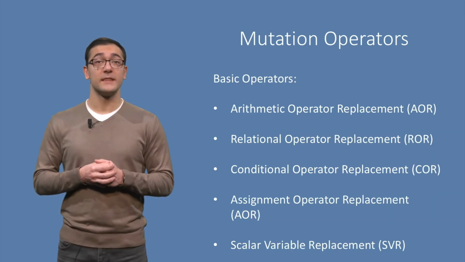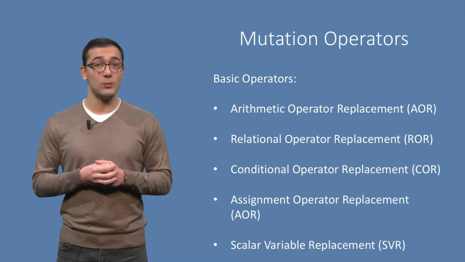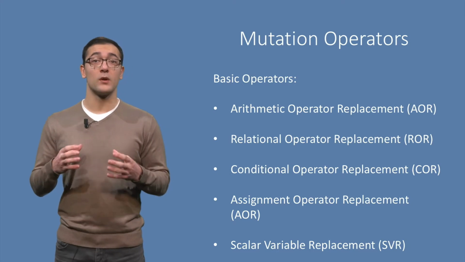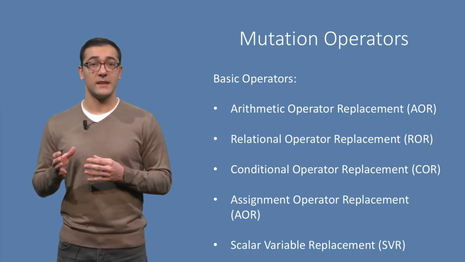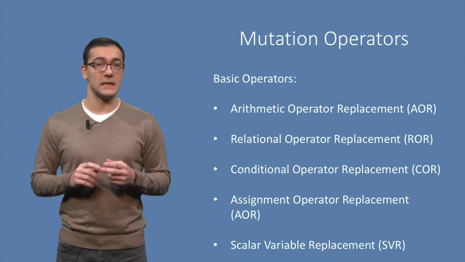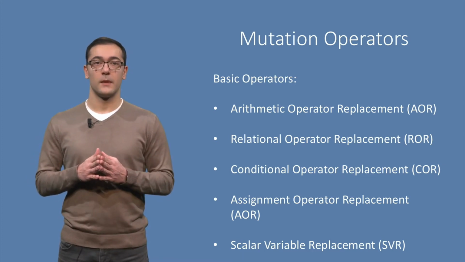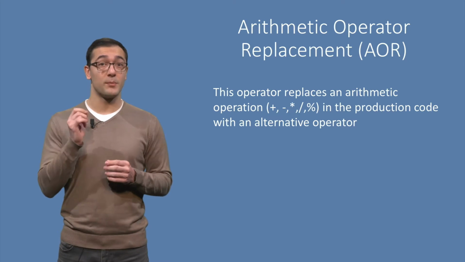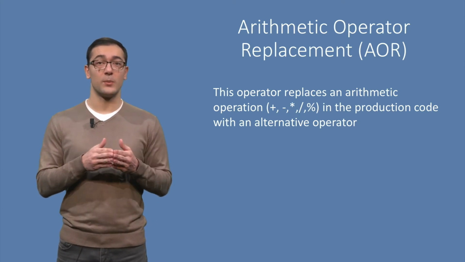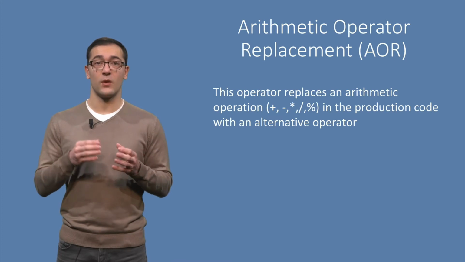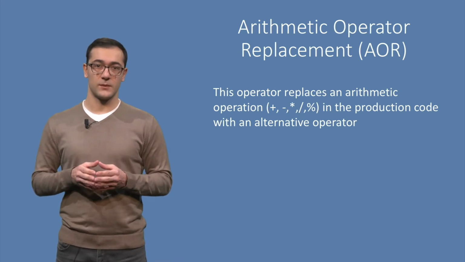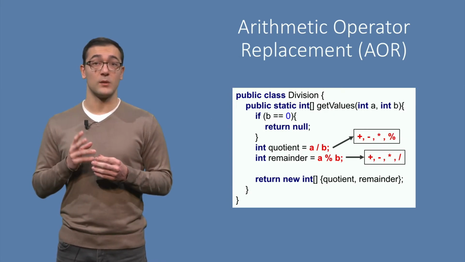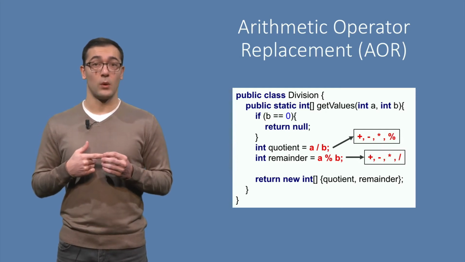Nowadays, most existing mutation tools provide basic mutation operators that alter parts of the code that are common among most programming languages, such as arithmetic or relational statements in the code. The most classic mutation operator is the arithmetic operator replacement, which replaces arithmetic operations such as the addition or the division with alternative operators. For example, in this Java method, we have two arithmetic operations, the division and the modulo.